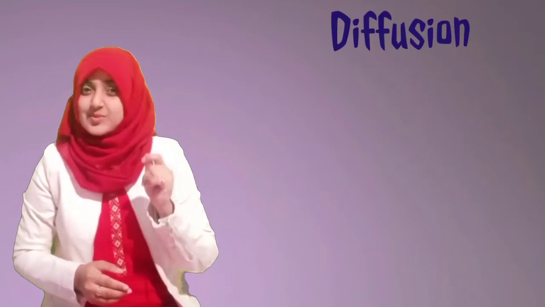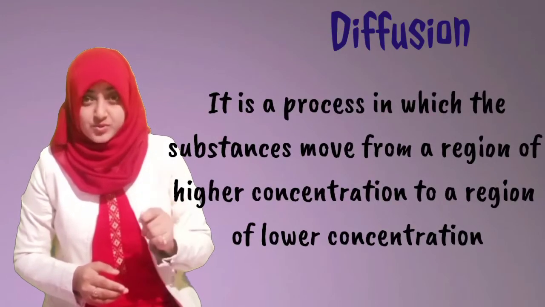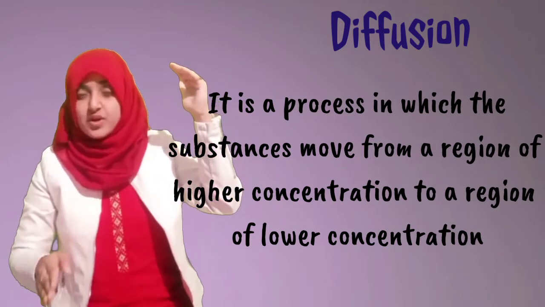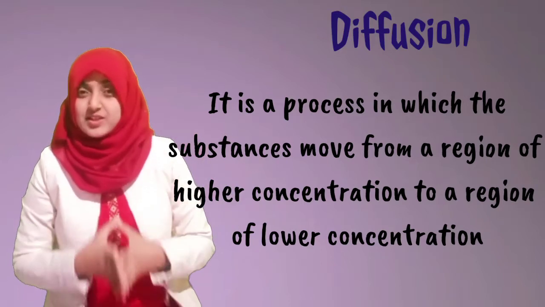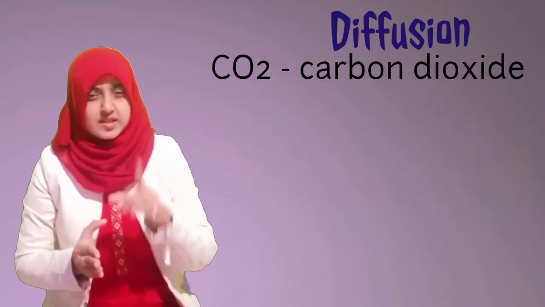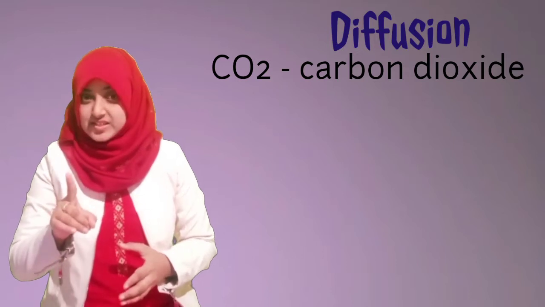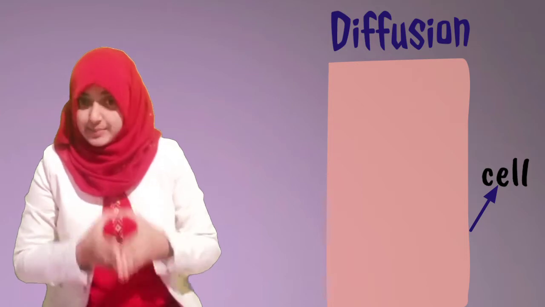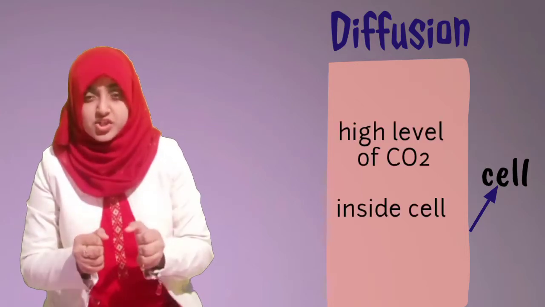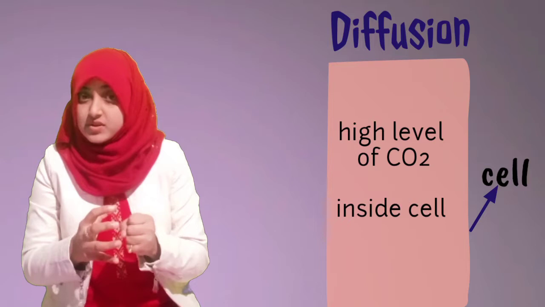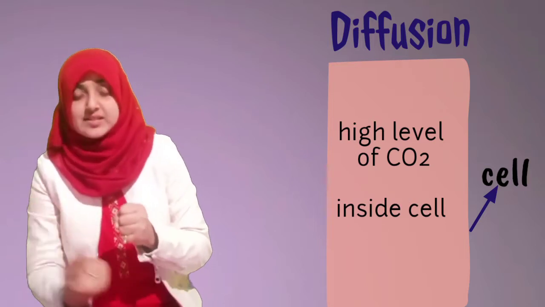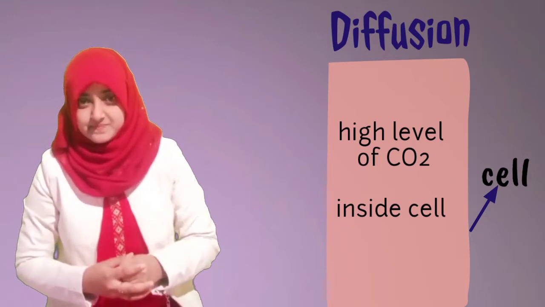So what is this diffusion? Diffusion is a process in which the substances move from a region of higher concentration to a region of lower concentration. Now for example, the substance like carbon dioxide, which is a waste and has to be removed out of the cell, right? So that can happen only when the concentration or the amount or the level of carbon dioxide is more inside the cell than its external medium.